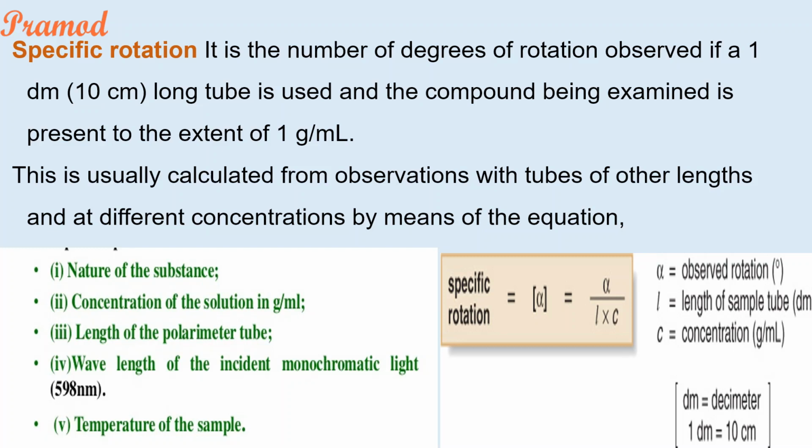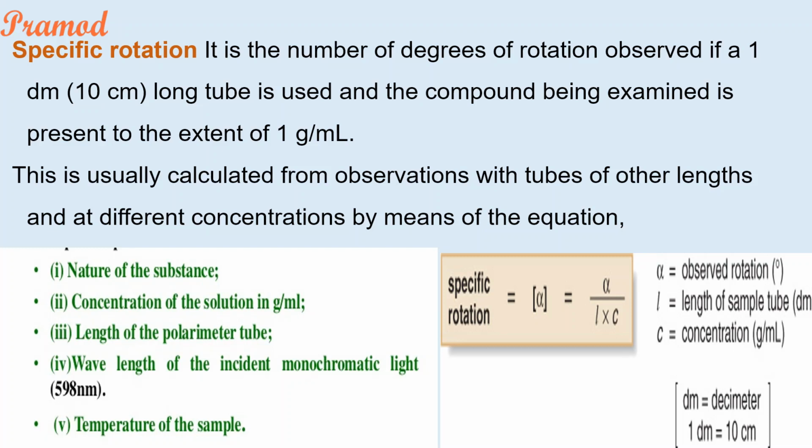So what is specific rotation? It is the number of degrees of rotation observed if a 1 decimeter, that is 10 centimeter long, tube is used and the compound being examined is present at a concentration of 1 gram per ml. Very important. This is usually calculated from observations with tubes of other lengths and different concentrations by means of this equation. If you want to use a different concentration, we can also do it, but we have to put it into this particular equation.